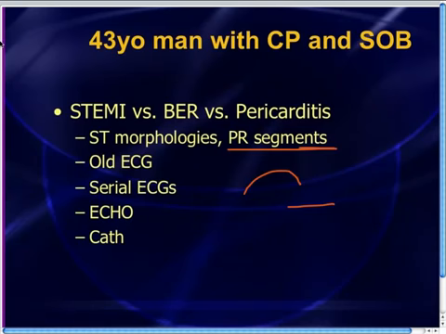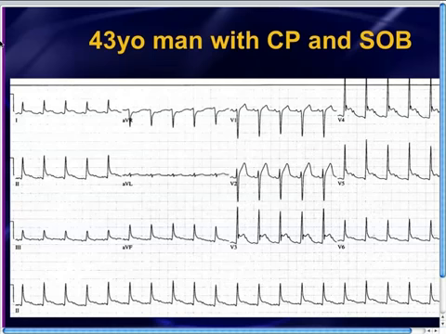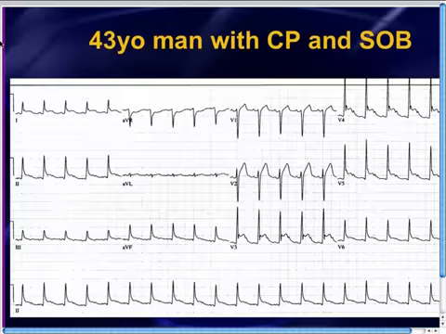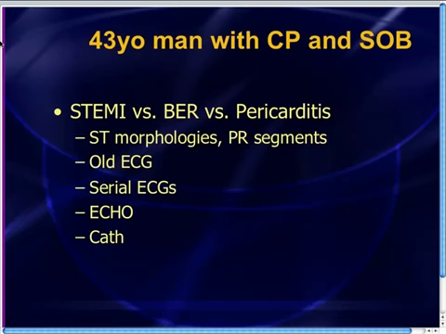Okay, what else? PR segments. Let's look at some PR segments. Do we see any PR segment depression anywhere, or any PR segment downsloping? I don't know. I think I'd have to imagine PR segment depression or downsloping. And if you have to imagine something, you know what? Don't call it. Don't read too much into it. So the bottom line here is you really don't see any good ST segment changes which guarantee this is a STEMI, and you don't see any PR segment changes that guarantee you're looking at pericarditis. So looking at the ST morphologies and the PR segments, we don't have an answer.